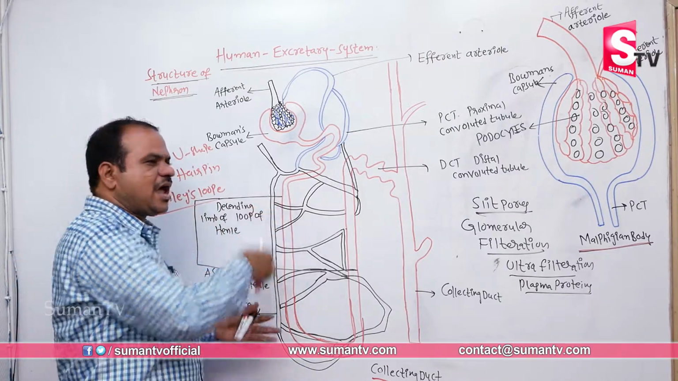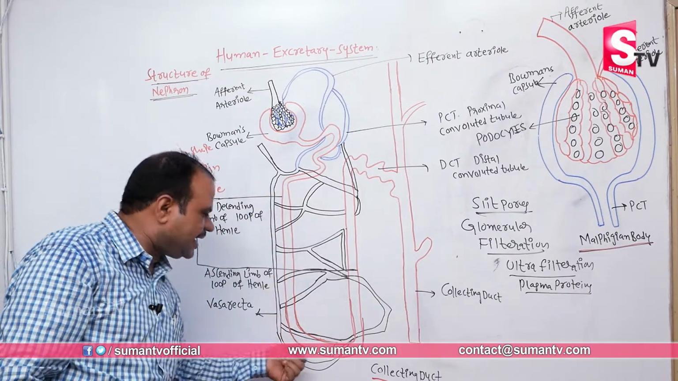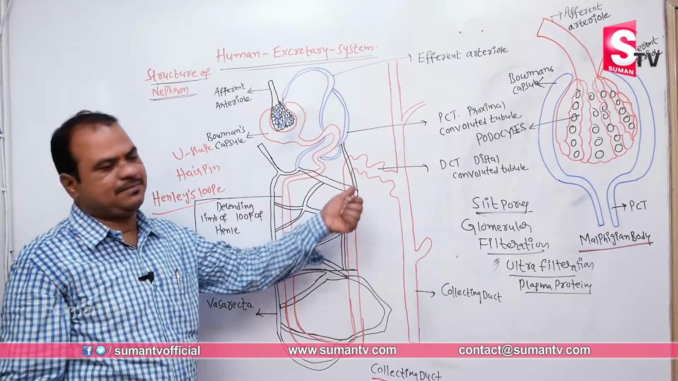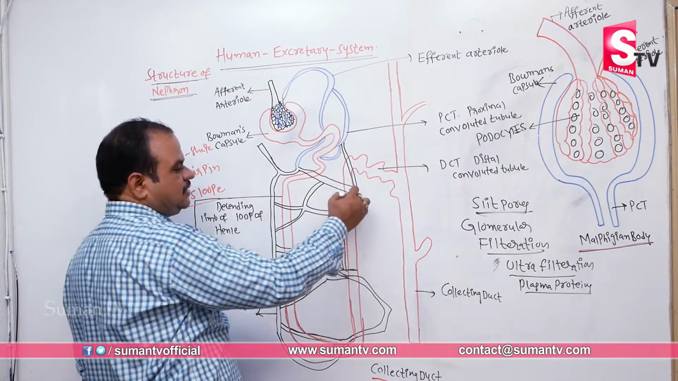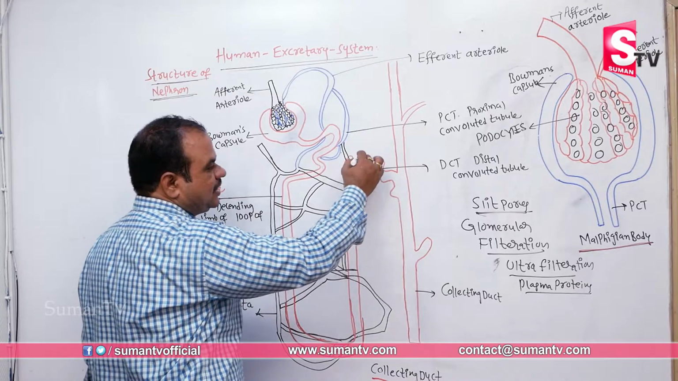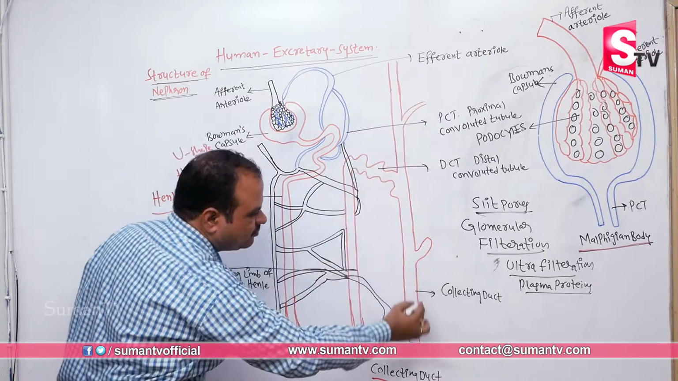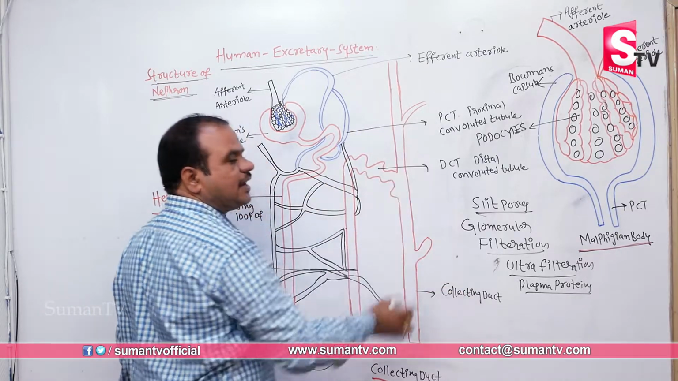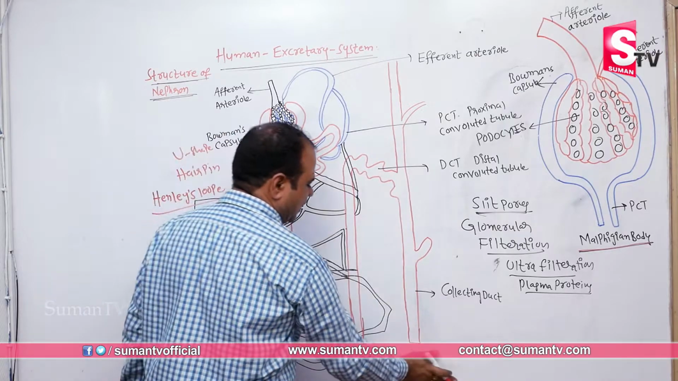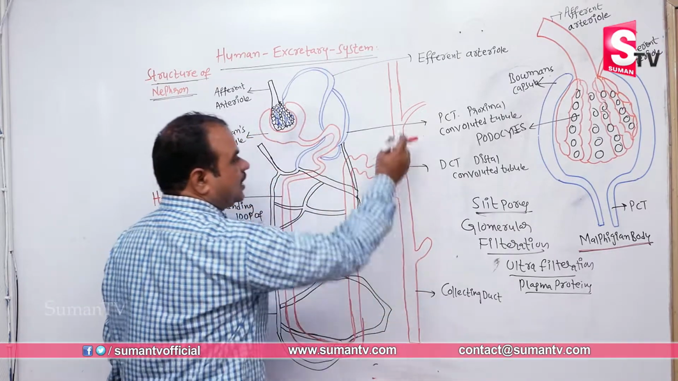Henle's loop has two limbs: one is the descending limb and one is the ascending limb. Then after the ascending limb, what will happen? A highly coiled structure will be formed. This is the collecting duct.